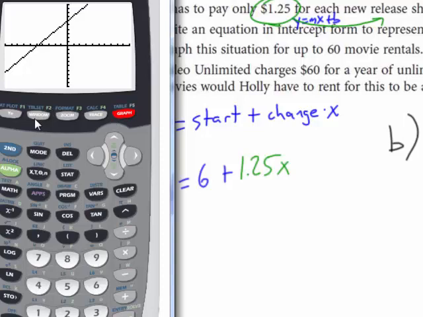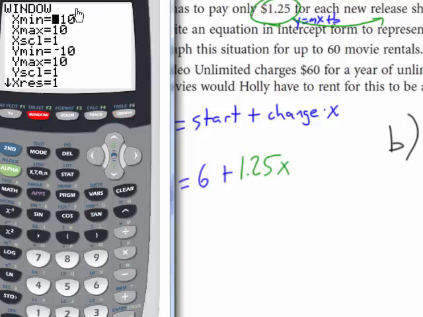Okay, let's go into our window. This is how we adjust to see what it shows. So if we go to our window, this is what our x-axis shows. This is where the x starts, the minimum, and this is where the x ends, the maximum. And what does our x stand for? The number of movies, right? So if we want 60 movie rentals, can I have negative movie rentals? No. So let's start at 0, and I want to go for up to 60. So I'll go all the way up to 60.